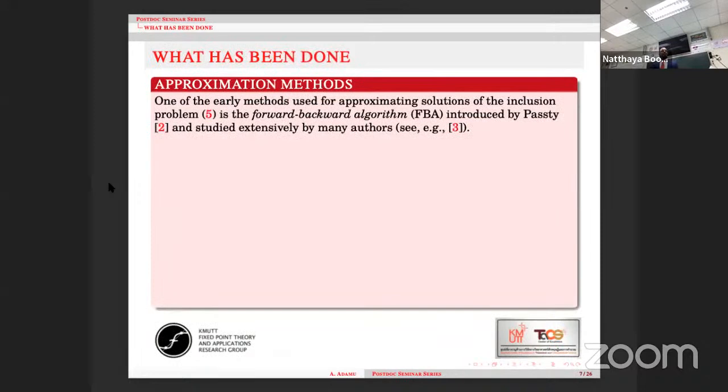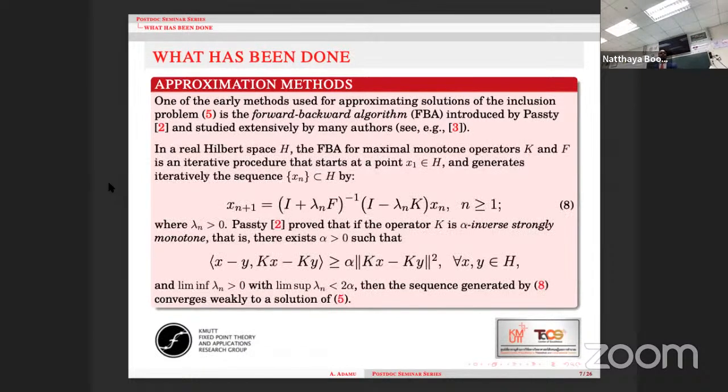One of the early methods used for approximating solutions of problem 5 is the forward-backward algorithm, which was introduced by Passty and studied extensively by many authors. On a real Hilbert space H, the forward-backward algorithm for maximal monotone operators K and F is an iterative procedure that starts at a point x1 in H and generates the sequence xn in H by solving the recursive equation. Passty proved that if K is alpha inverse strongly monotone, i.e. K satisfies this inequality, and lambda n satisfies these inequalities, then the sequence generated by the forward-backward algorithm converges weakly to a solution of problem 5.